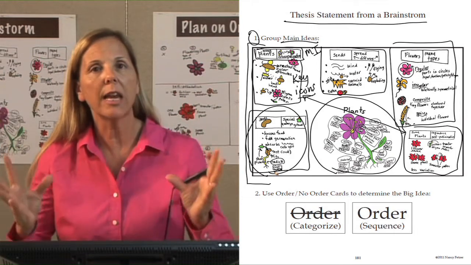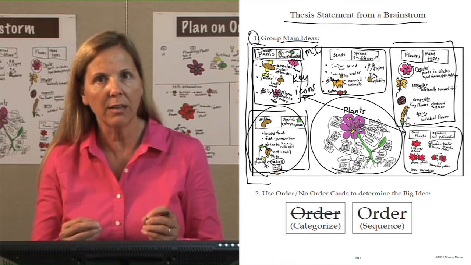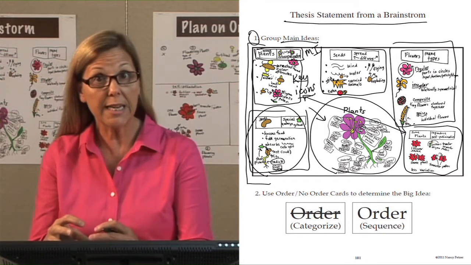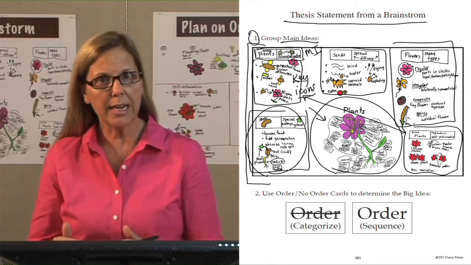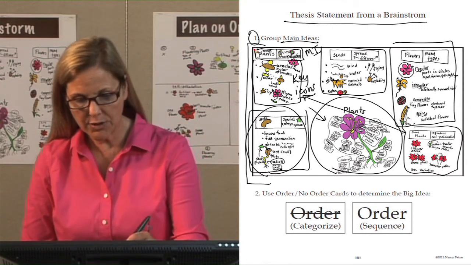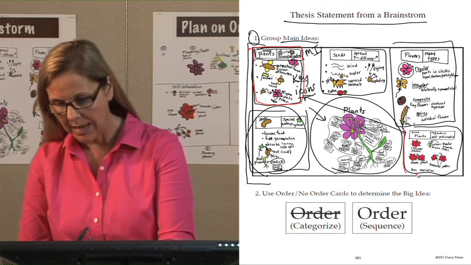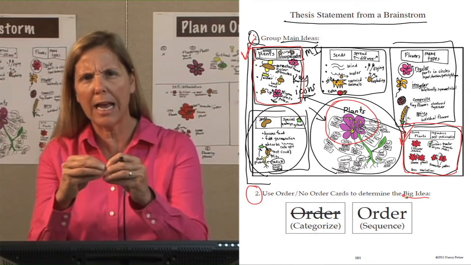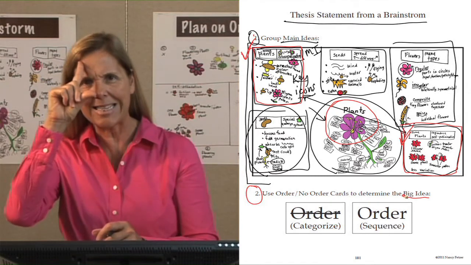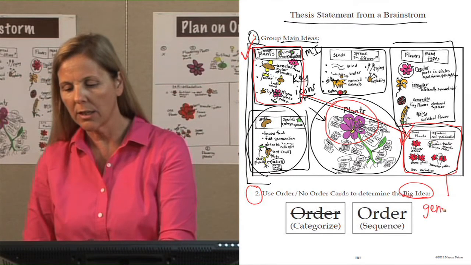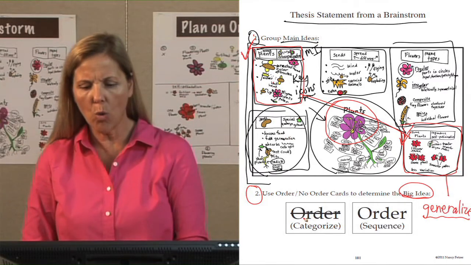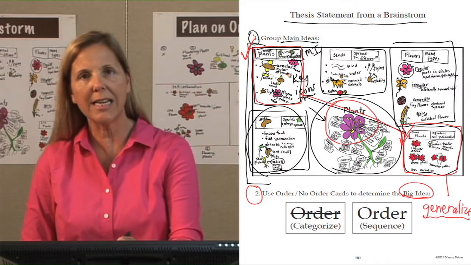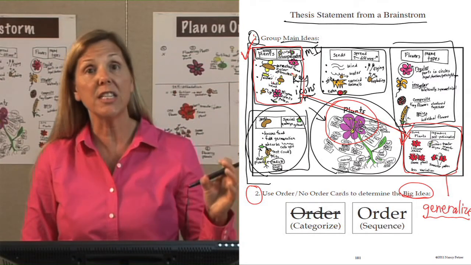That in itself is a wonderful thinking activity. Notice we had many different ways that we could group together these main ideas. In our example that we have here, we decided to take cross-pollination and self-pollination. In order to synthesize these two main ideas together to come up with the big idea, we need to generalize. We're going to go back to no order, order to help us figure out how to take these two main ideas and turn them into the thesis statement.